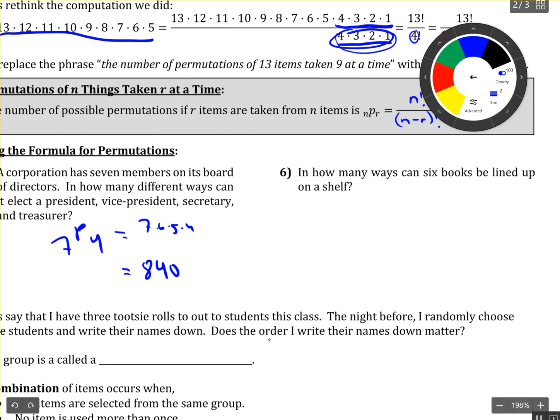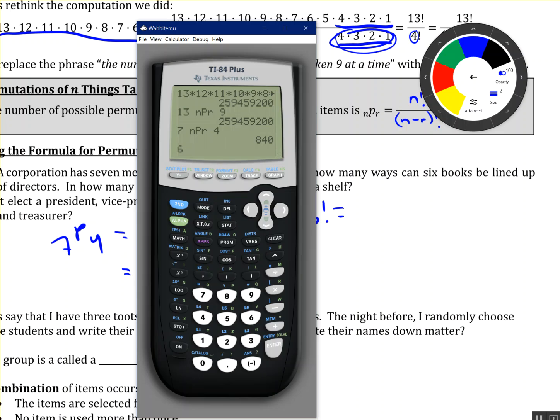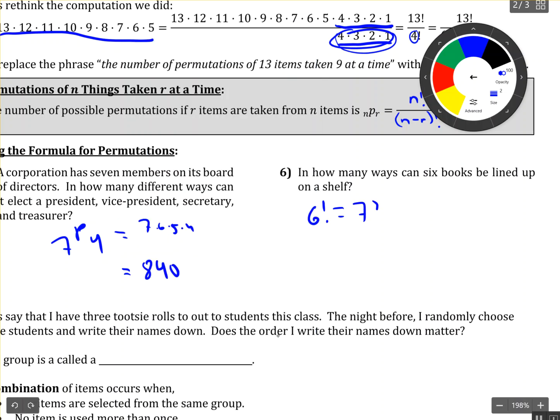And how many ways can 6 books be lined up on a shelf? Well, we're taking all 6 at a time. So you could think of it as 6P6 or just 6 factorial. And again, if I want to do that on my calculator, I just do 6, math, PRB, number 4 is the exclamation point, so 720.